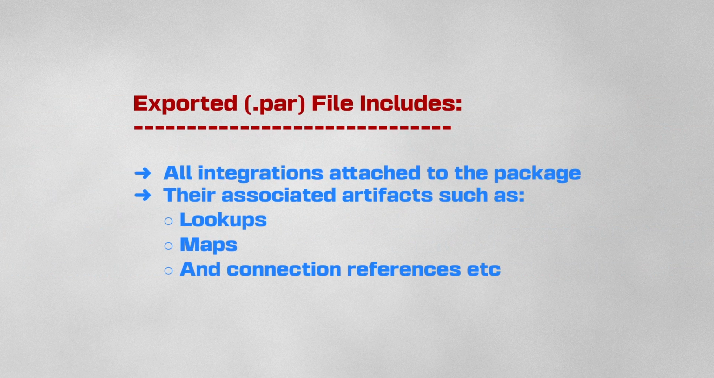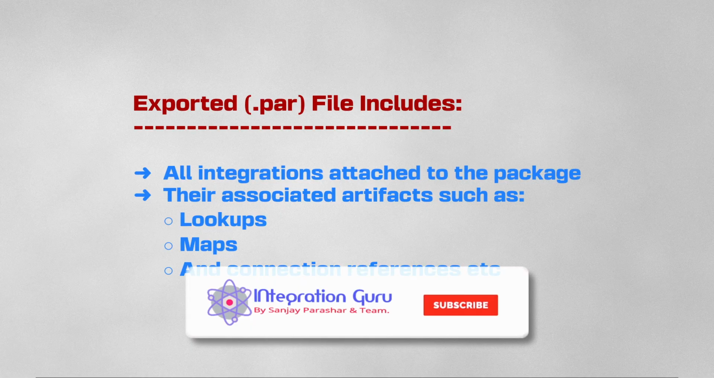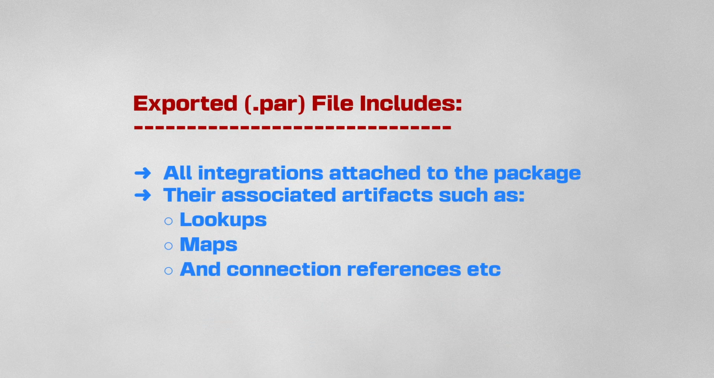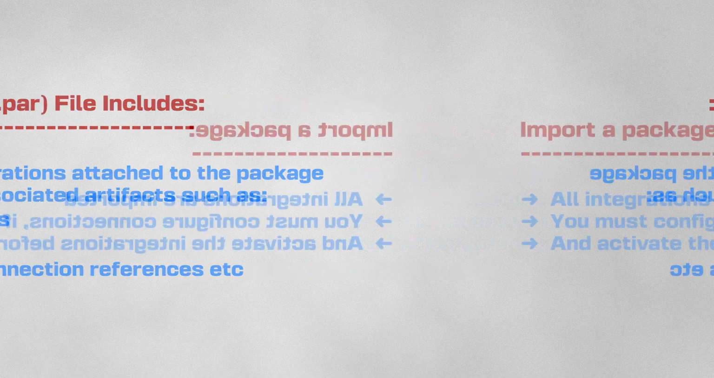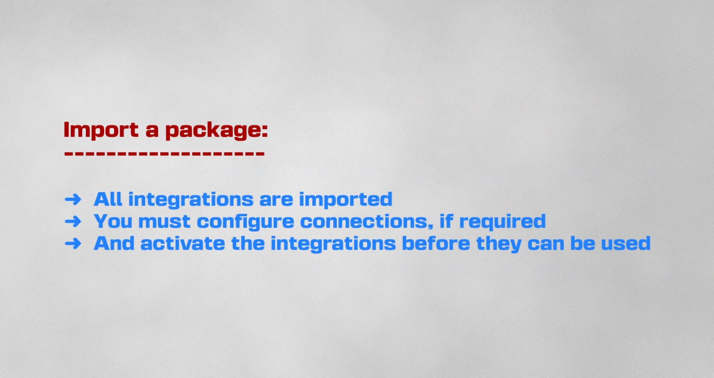When you export a package, OIC exports all integrations attached to the package, their associated artifacts such as lookups, maps, and connection references. Technically, this is similar to exporting multiple IAR files together, which we saw in the previous video. When you import a package, the behavior is exactly the same as importing integrations individually. All integrations are imported. You must configure connections if required and activate the integration before they can be used. I have already covered connection handling and activation in the previous video, so I won't repeat that here.